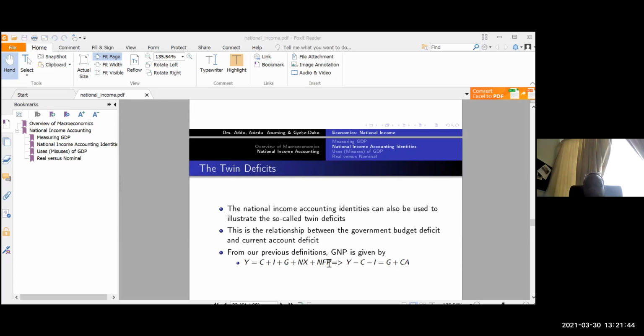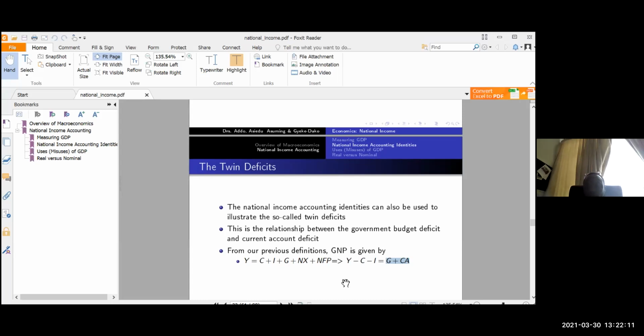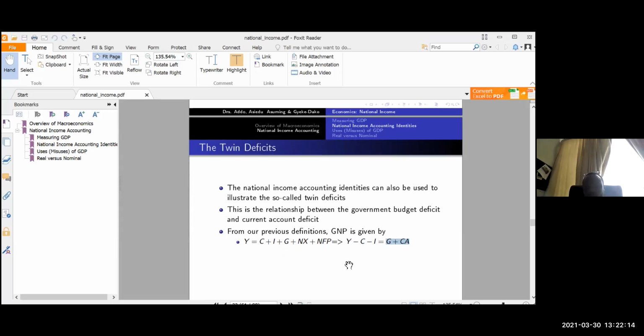So NX plus NFP gives us the equation that we got, the current account balance. These three terms here are the same as G plus CA, and then you have consumption moved to the left-hand side, investment moved to the left-hand side, just to demonstrate this twin deficit issue. And you can already tell here is the income that we have, minus consumption, minus our investment.